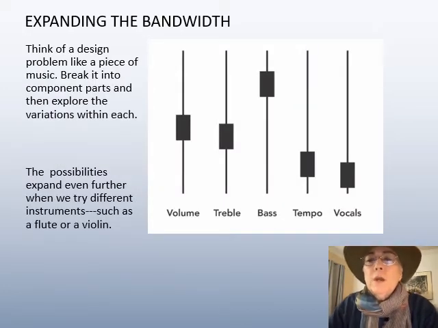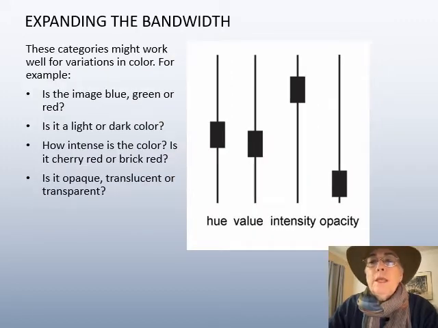One way to generate a wider range of solutions is to break down a problem into at least 4 or 5 components. Just as sliders can give us a way to increase or diminish components of music, so we can use the same idea to expand the bandwidth in any problem we want to solve. As shown here, with an art project, we might expand color possibilities using variations in hue, which means, is it red, blue, green, and so forth.